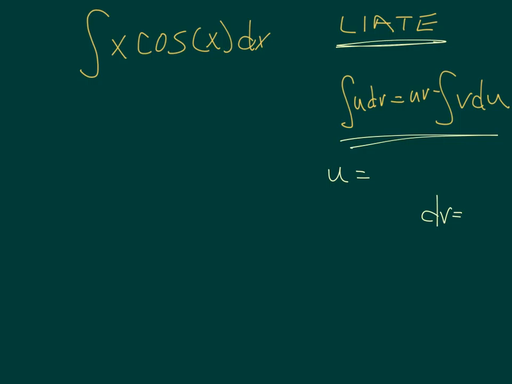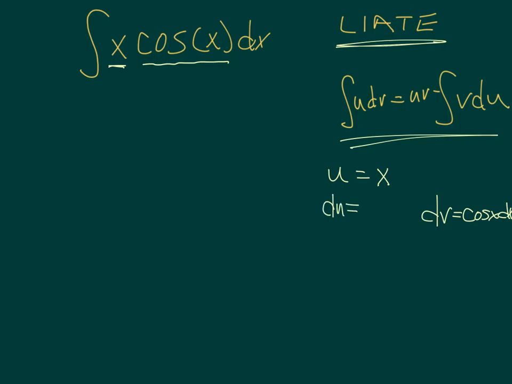All right, so for u, we want to pick the u that is going to get less complicated, or a little more simple at least, when you take the derivative. So I'm going to pick x for my u because when I take the derivative, it's just 1 dx. We're going to need that differential. If I took cosine as my u, that would not be great because it doesn't get any simpler. It's just negative sine, but it's not going to get any better. Sine isn't any better than cosine. So I'm going to choose x as my u. That leaves cosine of x dx for my dv.